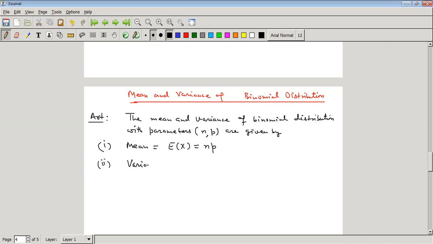Variance, that is expectation of x square minus expectation of x whole square. We also denote variance by sigma square, and mean by mu. So mu is equal to np, and sigma square, that is variance, is equal to n into p into 1 minus p, and that is nothing but npq.